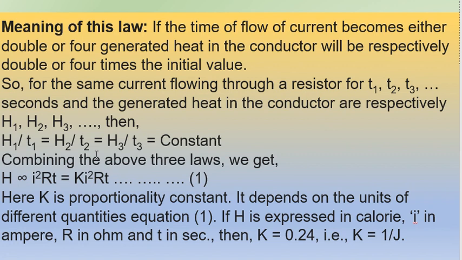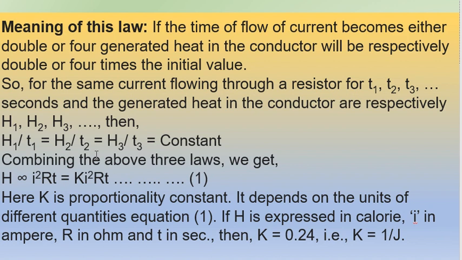If the time of flow of current becomes either double or 4 times, generated heat in the conductor will be respectively double or 4 times the initial value. So for the same current flowing through a resistor for T1, T2, T3 seconds, and the generated heat in the conductors are respectively H1, H2, H3, then H1 by T1 equal to H2 by T2 equal to H3 by T3, that is equal to constant.